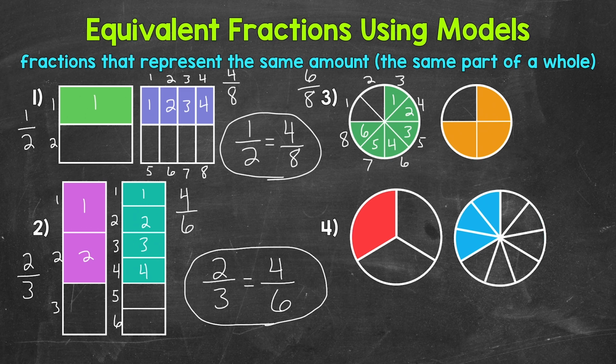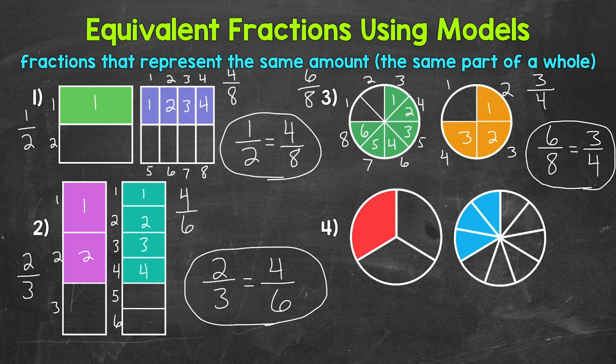Now the circle on the right has been divided into 1, 2, 3, 4 equal parts. So 4 is our denominator. And then 1, 2, 3 of those parts have been shaded in. So that circle is representing 3/4. So 6/8 and 3/4 are equivalent. Lastly, let's move on to number 4 and write out the equivalent fractions being represented here.